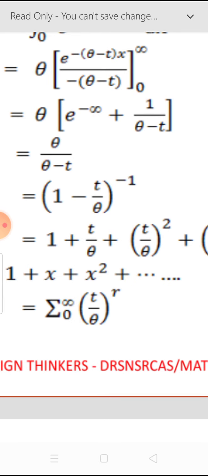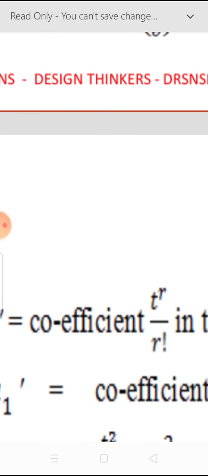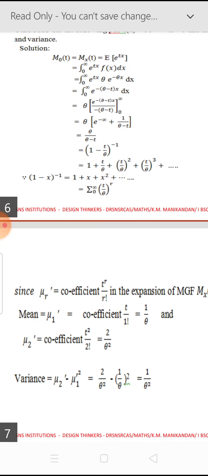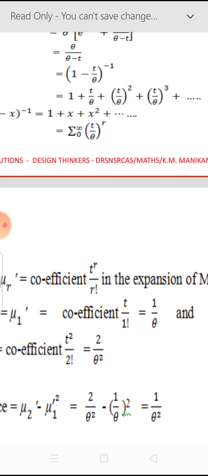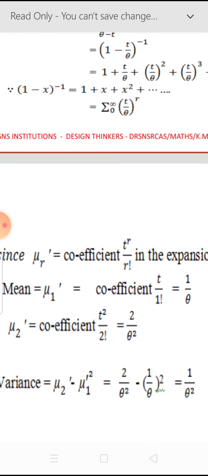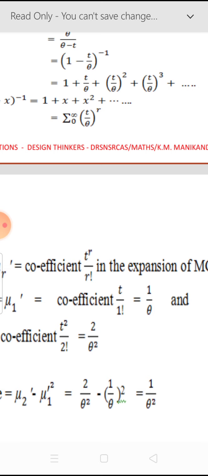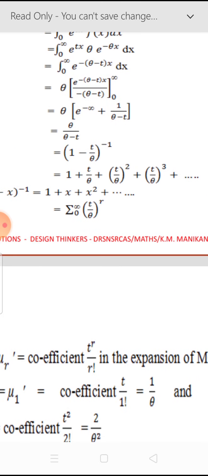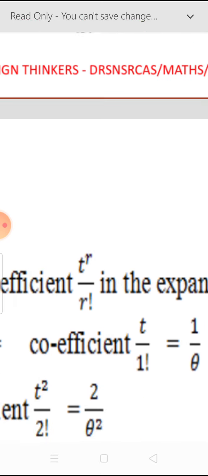Now from these terms you have to find the coefficients of t by 1 factorial and t square by 2 factorial. We know that mu r dash, the rth moment about the origin, is equal to the coefficient of t power r by r factorial. Now you have to find mu 1 dash, which is the coefficient of t by 1 factorial. From this term, the coefficient of t by 1 factorial is 1 by theta.